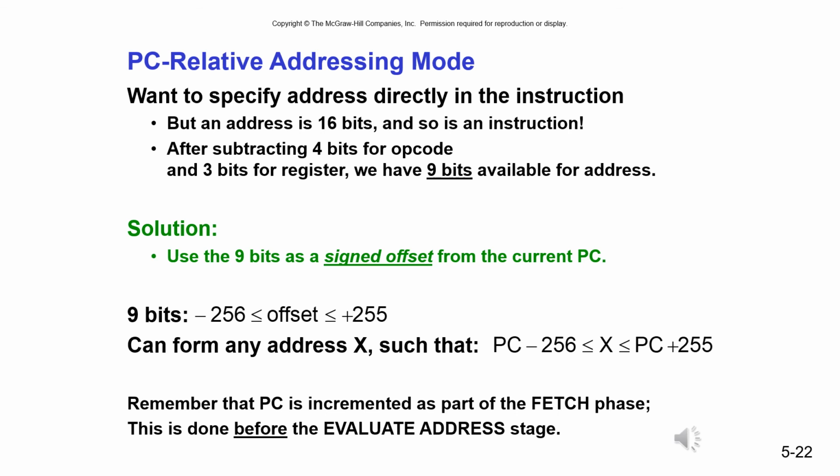If you need to store or load from an address that is further than 256 memory locations away from the instruction, then you need to use one of the other addressing modes. Maybe designate a base plus offset, with a base register, which holds a full 16-bit value. You can go anywhere in memory.